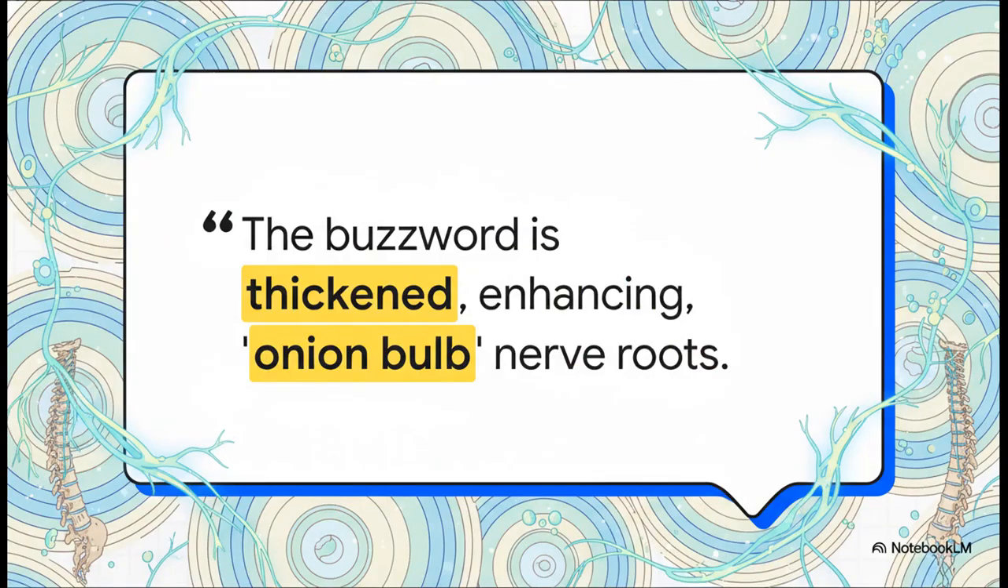Another inflammatory issue that messes with the nerve roots is CIDP. Think of it as the chronic version of Guillain-Barré syndrome. And its appearance, it's unforgettable. Like the slide says, the buzzword to remember is onion bulb nerve roots. They get thick and they enhance in these concentric layers, creating this really classic look.